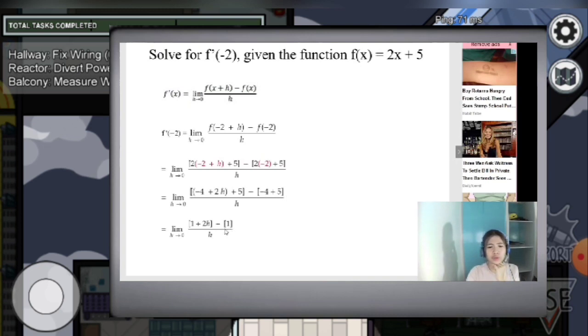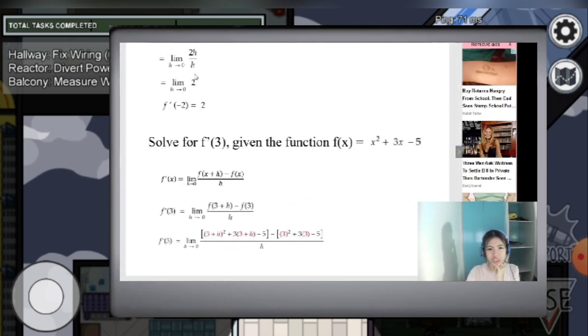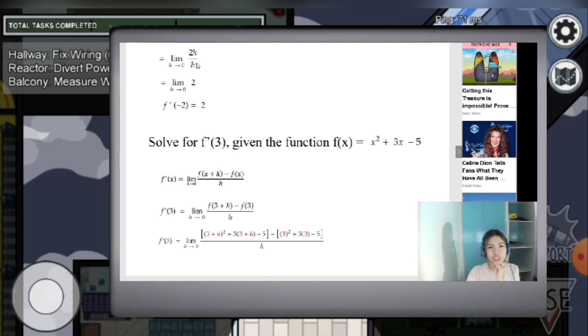Then after that, we're going to cancel negative 1 and this positive 1, we're going to get 2h over h. Then after that, we're going to cancel again this h. We're going to get 2. The final answer is written as f prime of negative 2 is equal to 2.